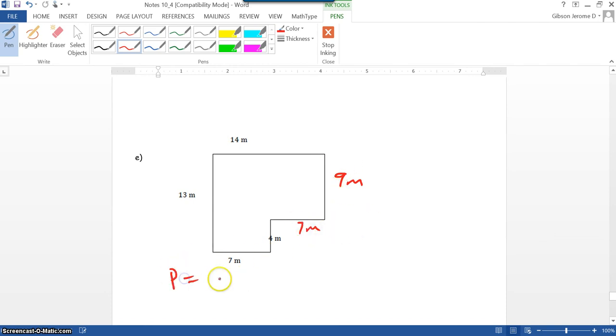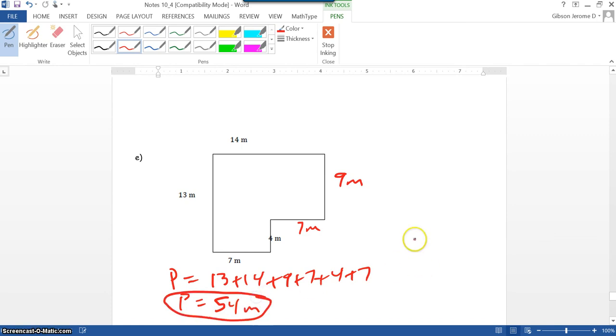So our perimeter, we would just add all the values. 13, 14, 9, 7, 4, and also another 7. Now when we add this, this is 27 and 9, which is 36. 36 and 7 is 43. 43 and 7 is 50, plus 4 is 54. So this is 54 meters. That is the perimeter.